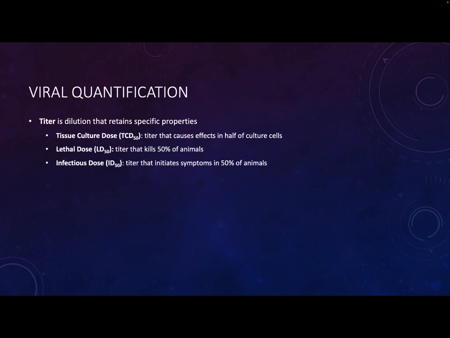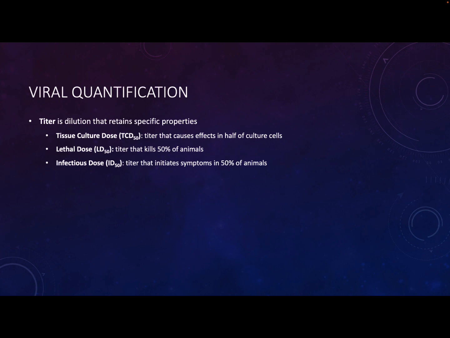So there's a tissue culture dose 50, which causes effects in at least half of tissue culture cells, a lethal dose 50 that kills 50% of animals, and an infectious dose 50 that causes symptoms in 50% of animals.